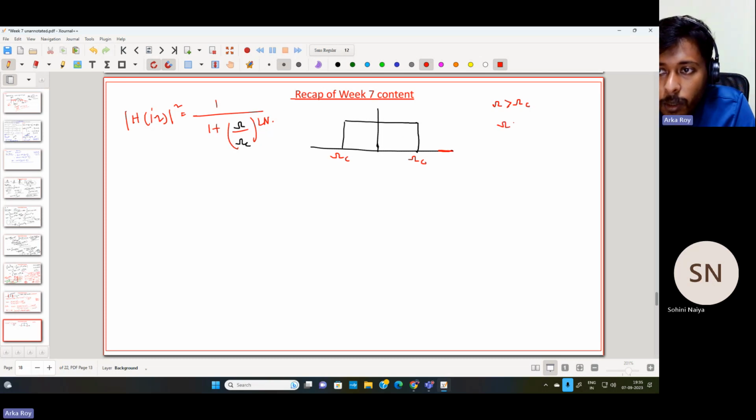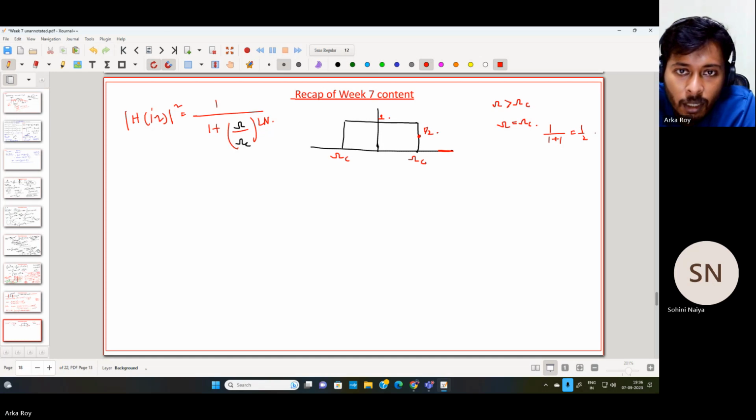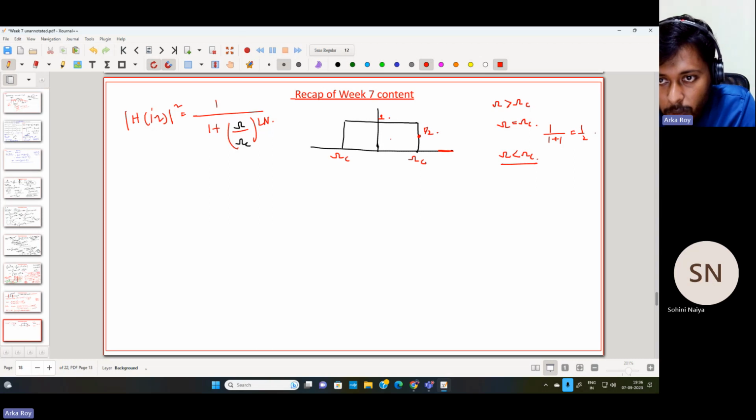Then one point will come when sigma equals sigma c. Let us consider initially this has an amplitude of 1. So when sigma equals sigma c, it will be 1 divided by 1 plus 1. That means half. So at this particular location, the amplitude is half. And over here, when sigma is very much less than sigma c, then 1 divided by 1 plus something close to 0, so the output will be 1.